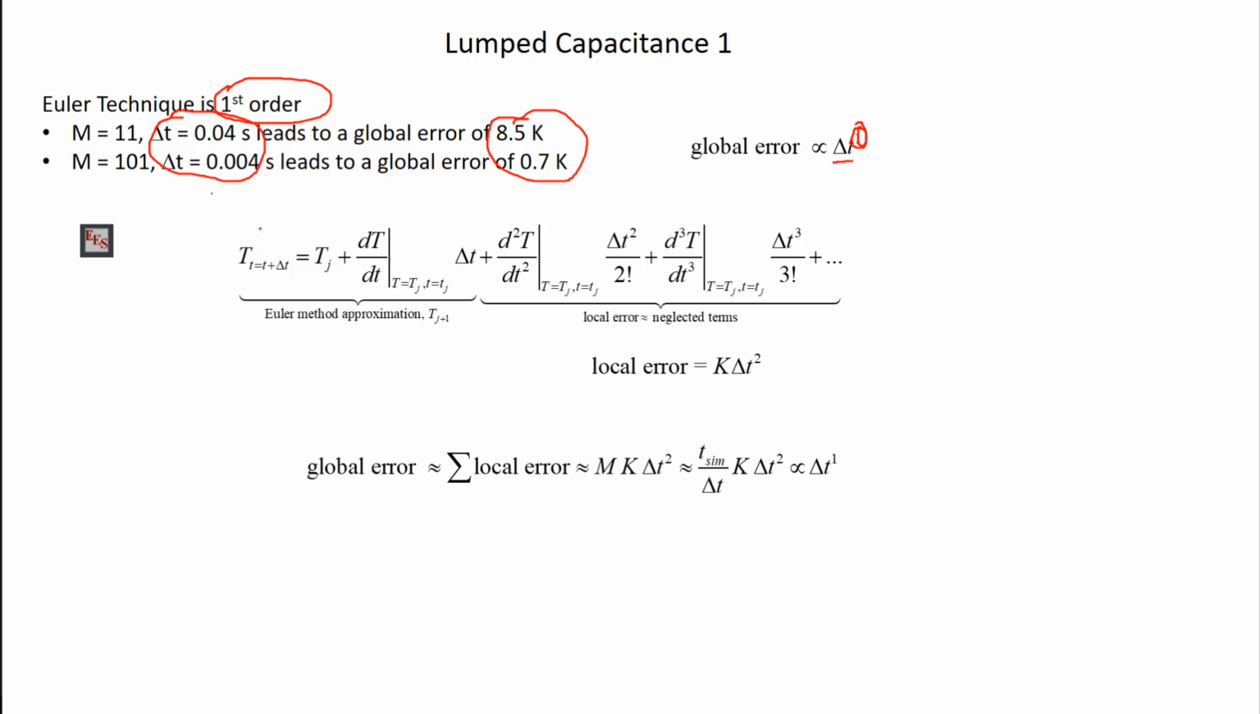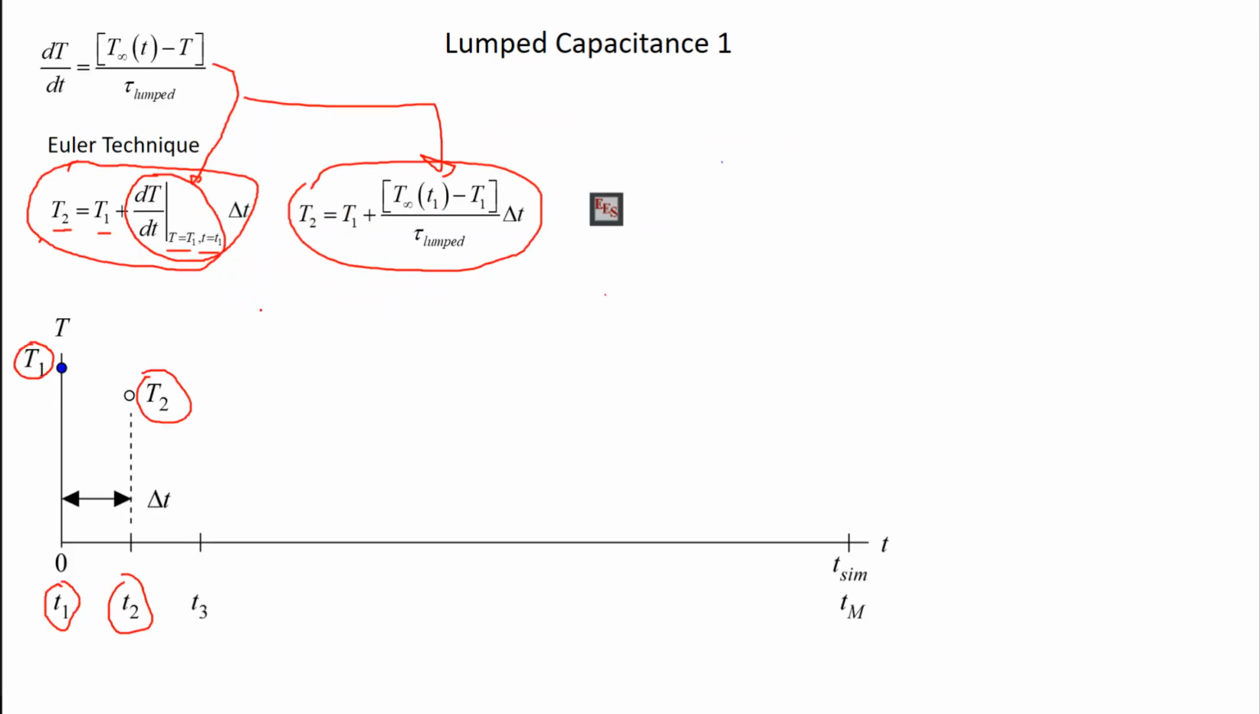So why is it that this technique leads to a first order result? If you think about the exact solution at the end of the time step, you would get that with the Taylor series expansion around the temperature at the beginning of the time step, right? So that would be the temperature at the beginning of the time step, and then you have the first derivative times delta t, the second derivative times delta t squared over 2 factorial, the third derivative, the fourth derivative, on to infinity, right? This would be the actual solution. And the actual solution is not equal to our Euler technique, right?